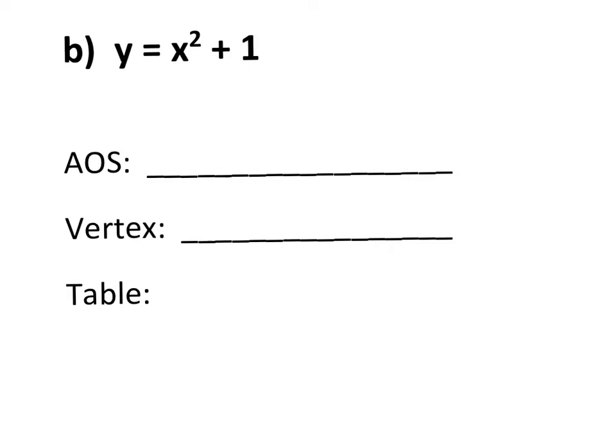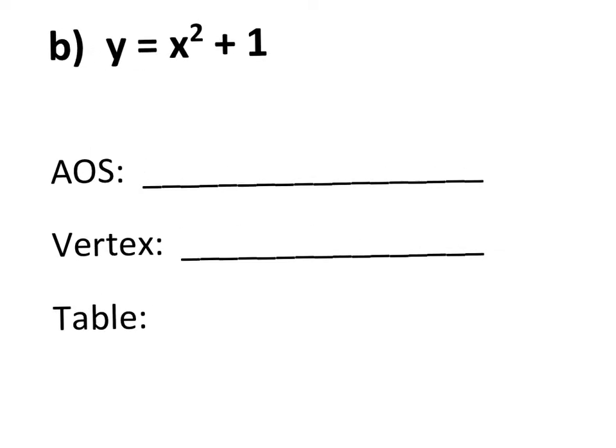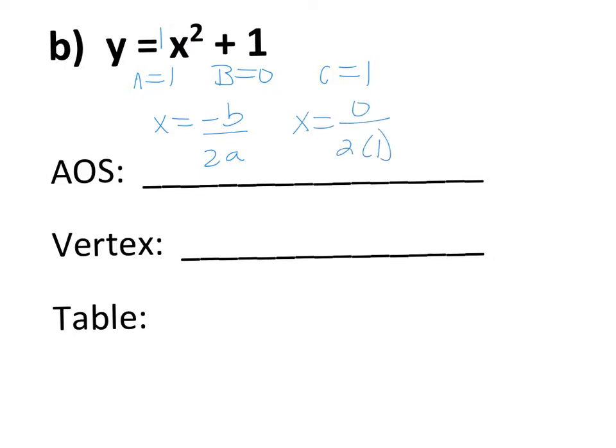Okay, so we're going to start with axis of symmetry again. So negative b over 2a. So now if I look here, a would be equal to 1. All right, there's a 1 in front. There's no x, so that means my b is still 0. And c this time is going to be 1. Okay, so axis of symmetry, right? Negative b over 2a. So x equals 0 divided by 2 times 1. And we know that that's just going to be 0.